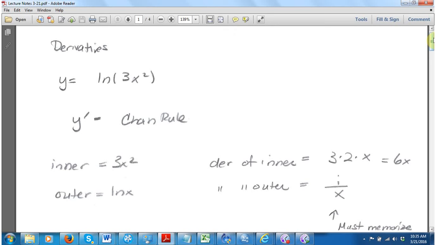The inner is 3x squared plus 1. Cover up the inner with your thumb. That's natural log x. Derivative of the inner is easy, it's 6x. Derivative of the outer is 1 over x. Where did that come from? Yeah, I don't know why.